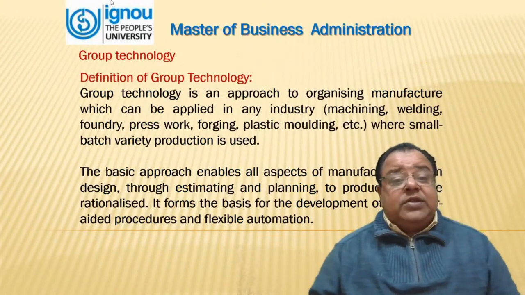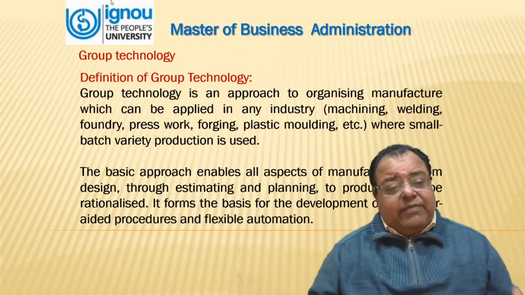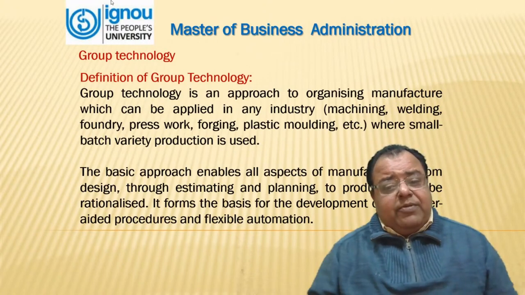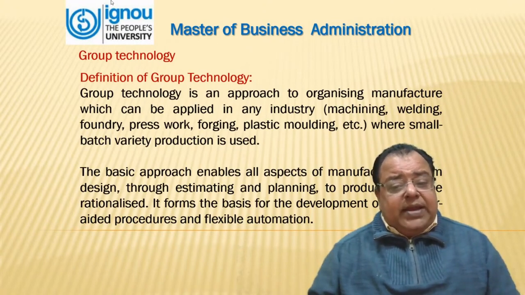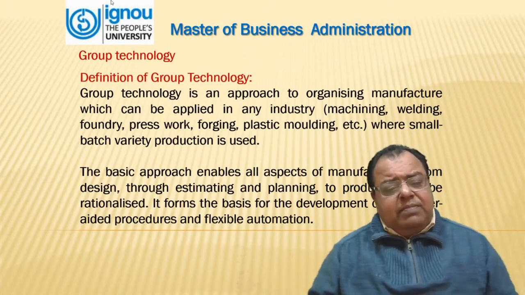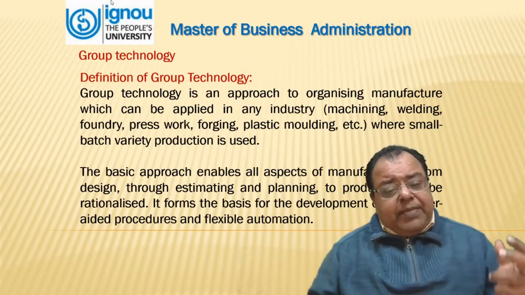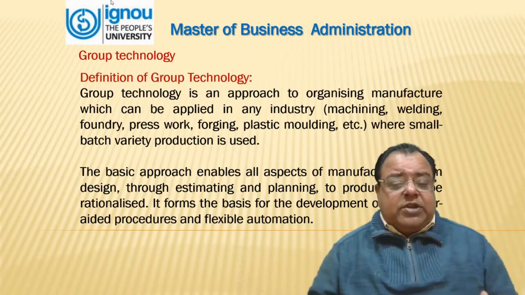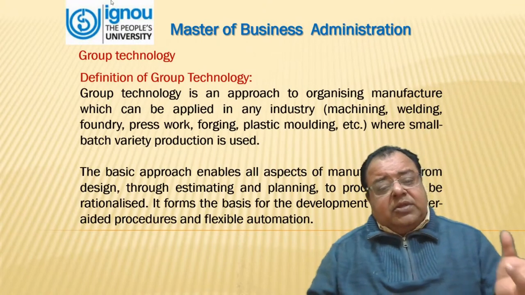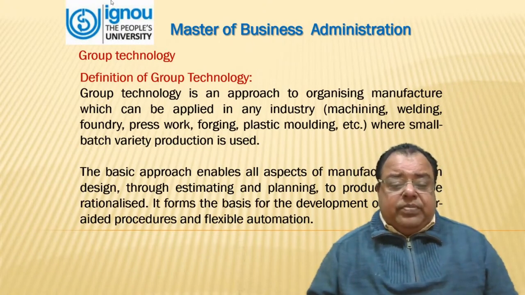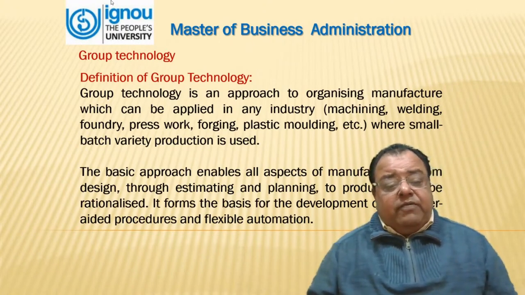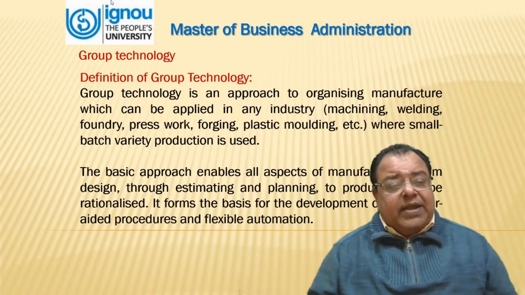Moving further, it is group technology. First of all, the definition of group technology. It is an approach to organizing manufacturing which can be applied in any industry. It can be machining, welding, foundry, presswork, forging, plastic molding, etc., where small batch variety production is used. The basic approach enables all aspects of manufacturing from design through estimation and planning to production to be rationalized. It forms the basis for the development of computer aided procedures and flexible automation.